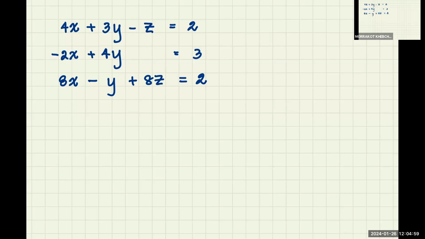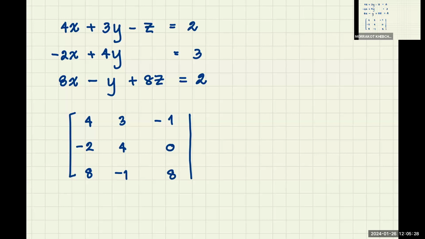Okay. I just make it up, okay? But let's see. If we have this system, first step, write this down in terms of an augmented matrix, okay? 4, minus 2, 8, 3, 4, minus 1, minus 1, 0, 8, and the right-hand side is 2, 3, 2.